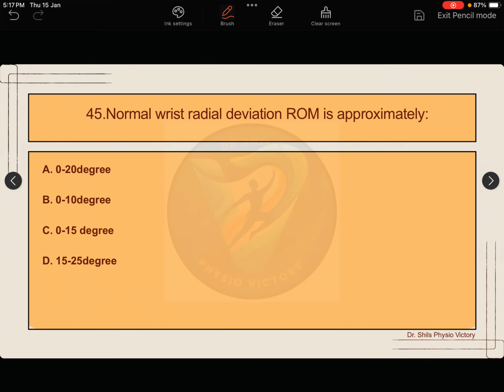Next, come to question number 45. Normal wrist radial deviation range of motion is approximately option A, 0 to 20 degree, option B, 0 to 10 degree, option C, 0 to 15 degree, option D, 15 to 25 degree. Here the correct answer is option A, 0 to 20 degree.